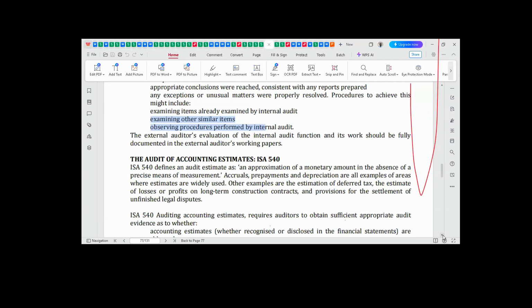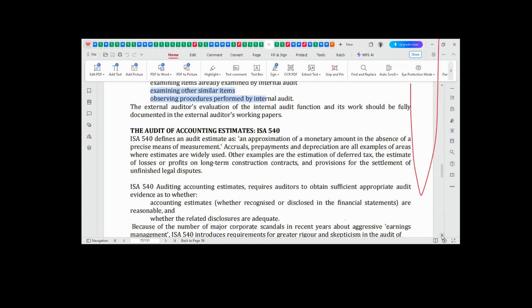Let's go to the next area, the audit of accounting estimate. The audit of accounting estimate is similar to what you have in your IAS 8, that talks about accounting estimate and prior year adjustment. But what we need to understand is that when you're talking about an estimate, what does it mean? An estimate is an approximation of a monetary amount in the absence of precise means of measurement. Accruals, prepayment, and inflation are examples of areas where estimates are widely used.